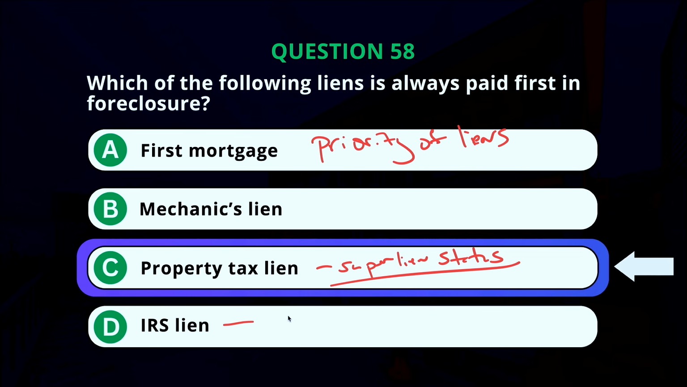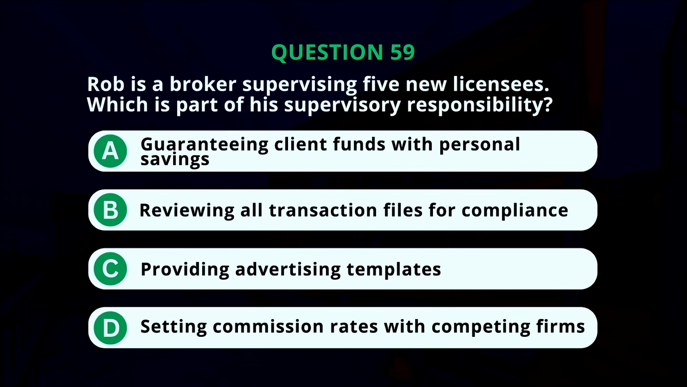So this is why they want to make sure when they're loaning money that they do a title search to make sure that there's no liens on the property that aren't properly discharged, so that they will have first priority. Question number 59. Rob is a broker supervising 5 new licensees.